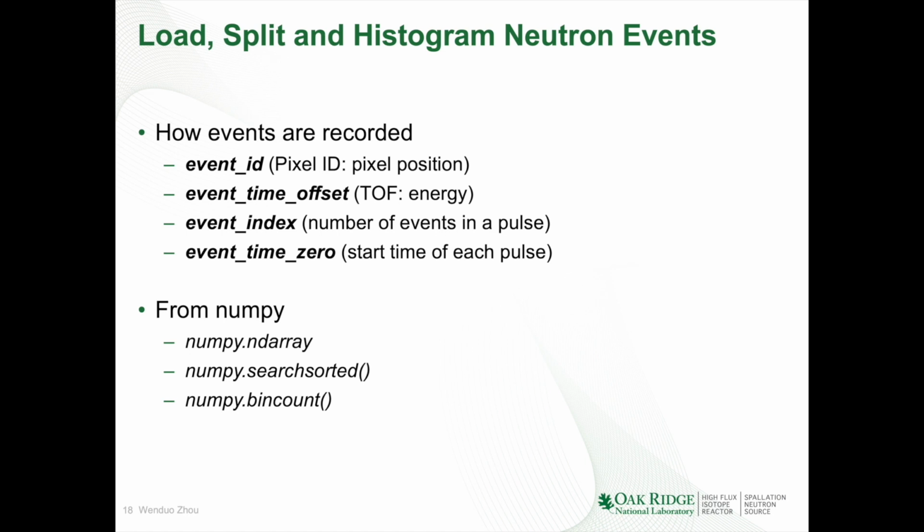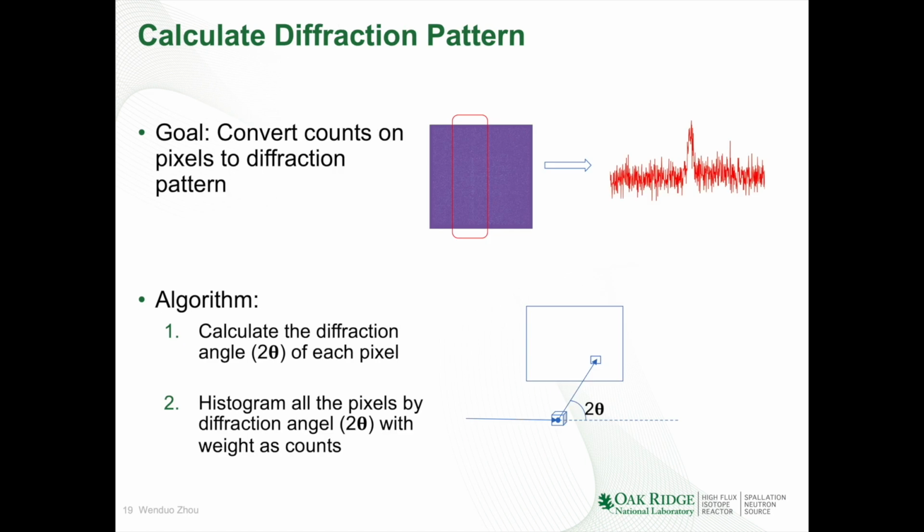Memory is not an issue, as the maximum memory required are number of events that numpy arrays handle it very well on our analysis cluster. The next step is to calculate the diffraction pattern from the neutron counts on each detector pixel. The main algorithm is straightforward. By the position of each pixel combined with the sample and the reactor source, the true theta diffraction angle can be calculated. Then all the pixels are histogrammed on its diffraction angles with the neutron counts as its weight.